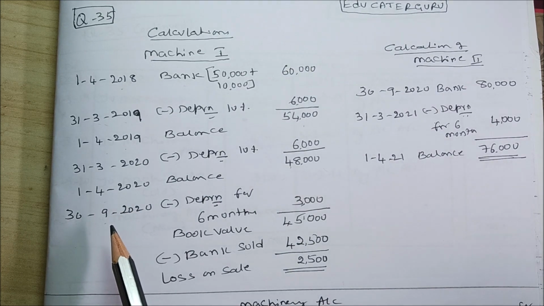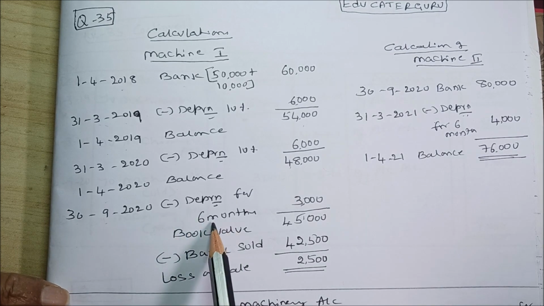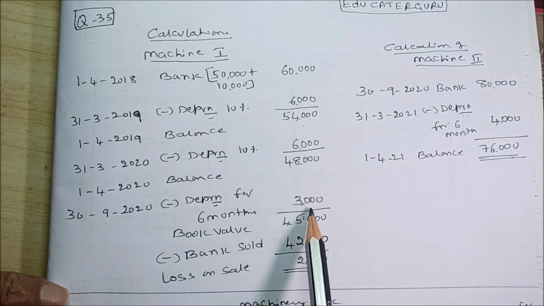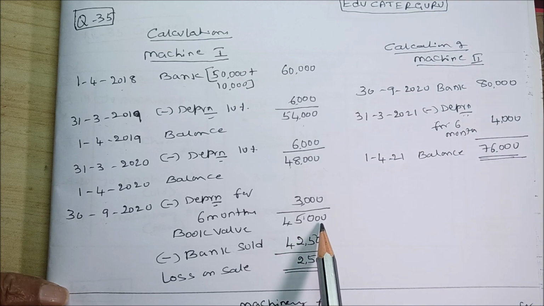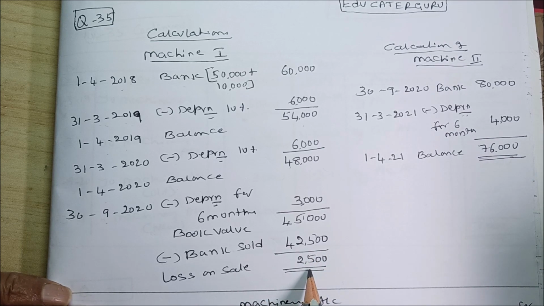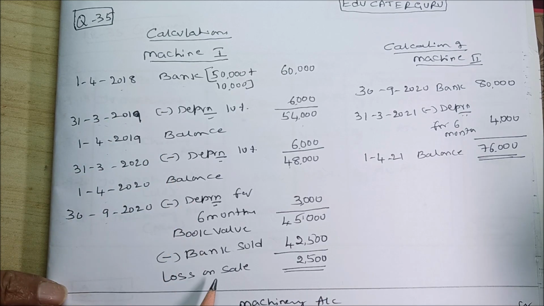From 1/4 to 30/9, it is only 6 months: April, May, June, July, August, September. Depreciation for 1 year is 6,000, so for half a year it must be 3,000. So the book value of the machine is how much? 45,000. But it has been sold on that day for how much? 42,500. That means the loss on sale is how much? 2,500. So this is the calculation of the old machine, that is machine 1.